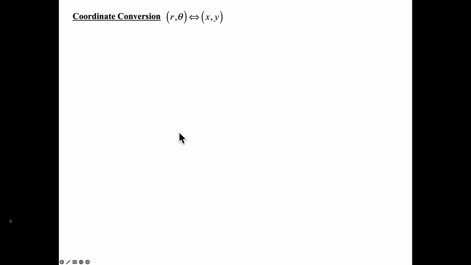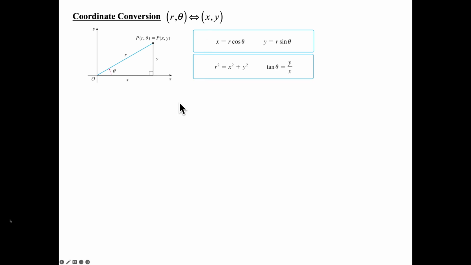All right, coordinate conversions. R comma theta, polar coordinates to our regular rectangular coordinates. Here's what we have to know. We have to know that in our right triangle, our x, our y, horizontal, vertical, that's a point we usually given. Here's my theta, there's going to be my radius, and my hypotenuse.